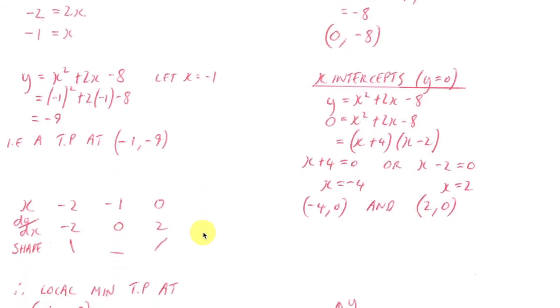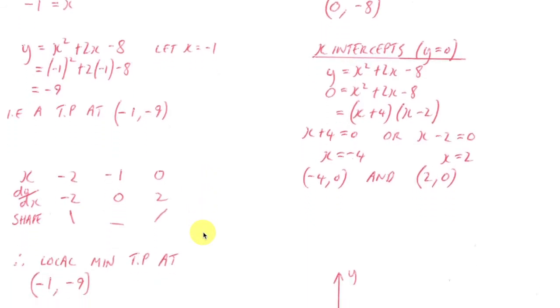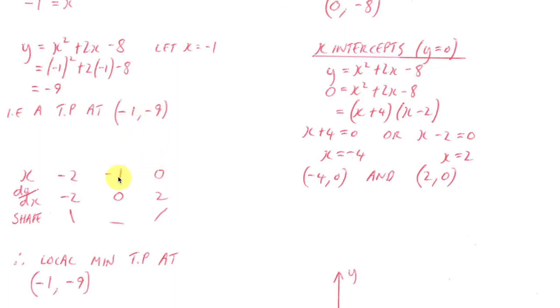My next move is to create a sign diagram. So I have x equaling -1. I choose a value to the left-hand side, one less than it, so -2. And I choose a value to the right-hand side of it, so 0. If I substitute -1 into dy dx, I should always get a 0 for that. If not, I've done something wrong.